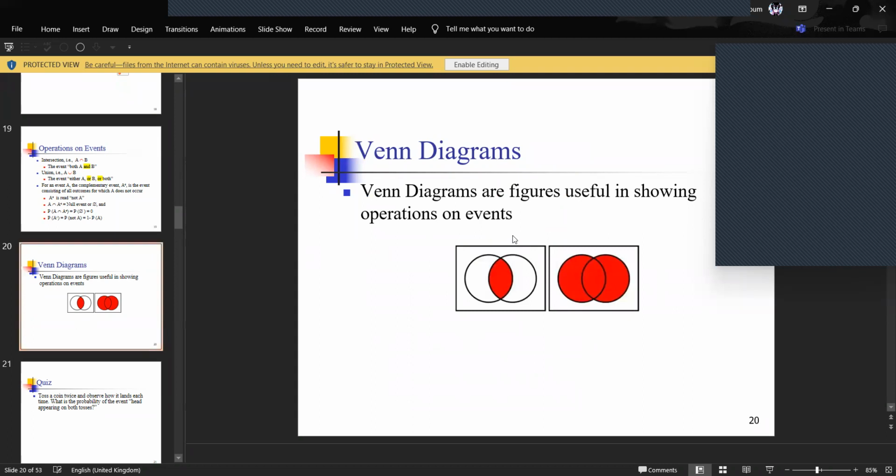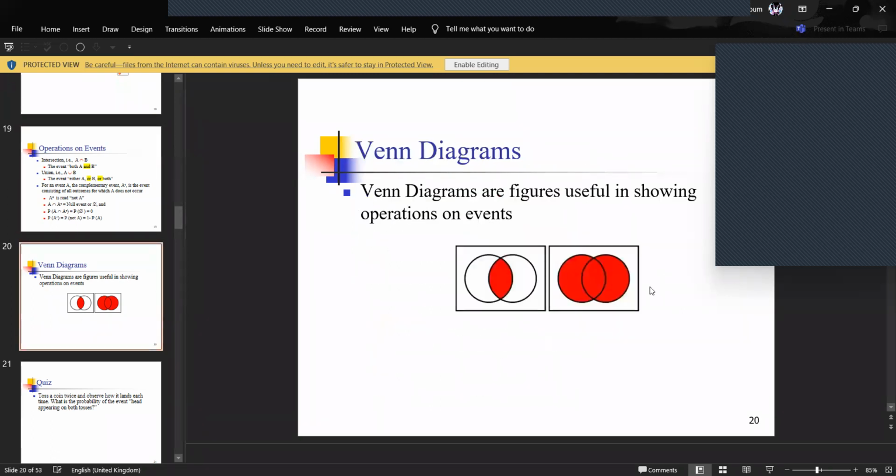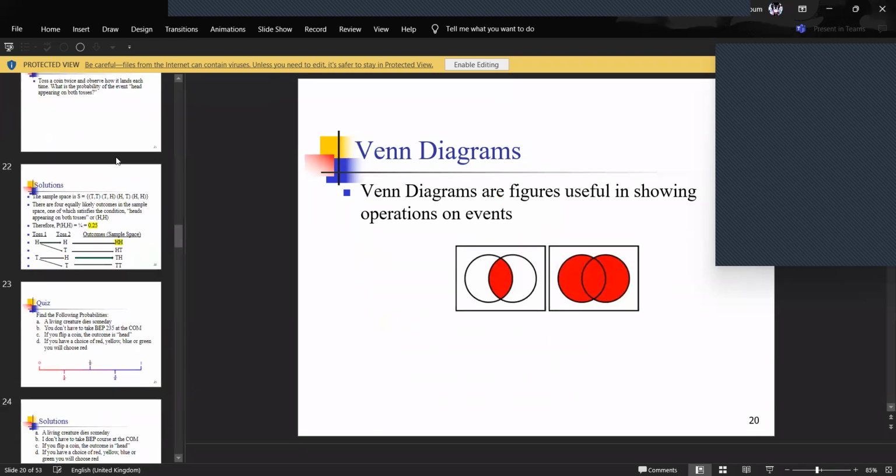So Venn diagrams can be pretty helpful if you want to show operations. Here we have 2 separate Venn diagrams. The one on the left here shows you an intersection or an AND operation, which is this first one. And then the one on the right shows you the union, which is the OR operator. So A or B. Okay.